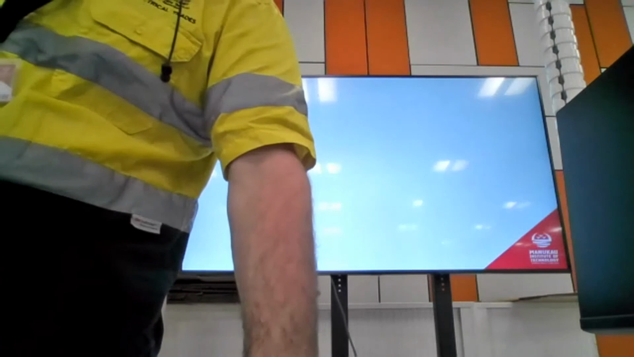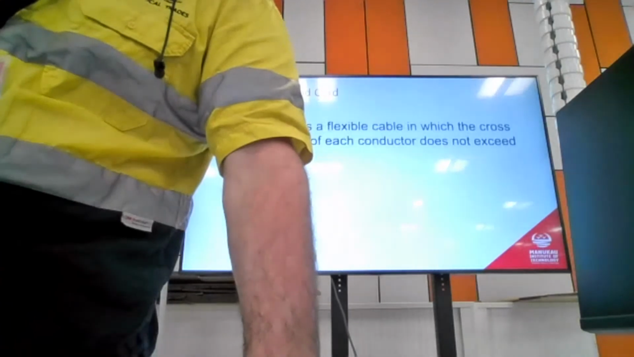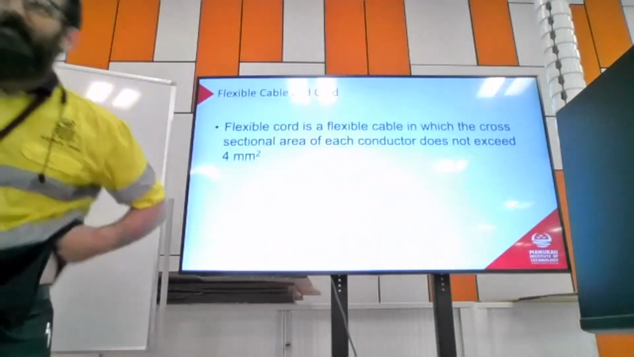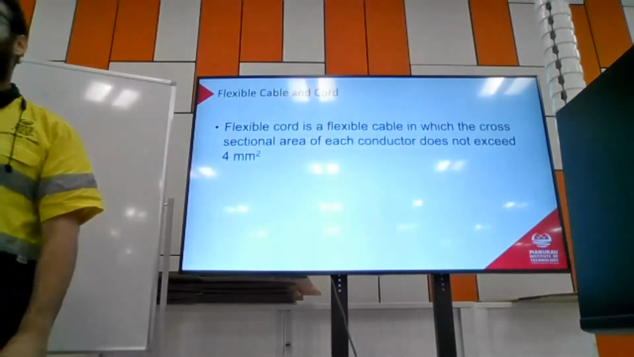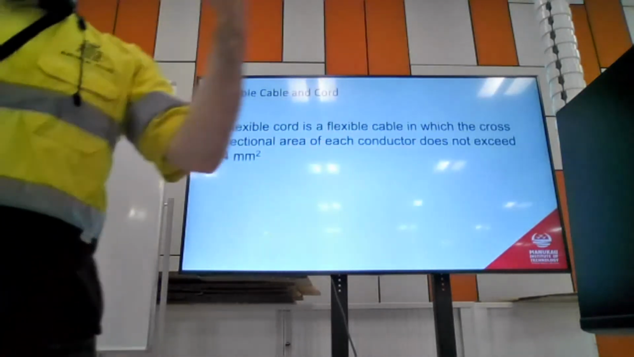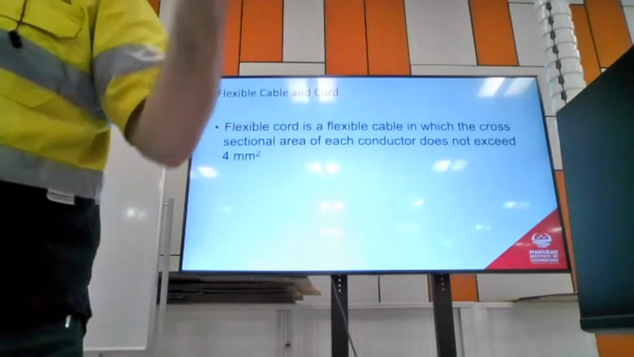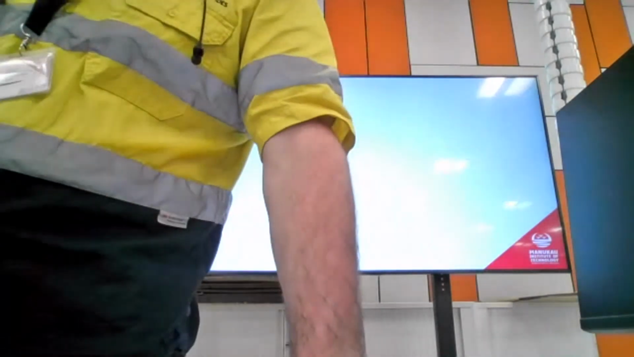It's the dumbest thing I've ever heard. So a flexible cord is a flexible cable that is smaller than 4 millimeters. Above that, we call it a flexible cable. Don't ask me why, it doesn't make sense.